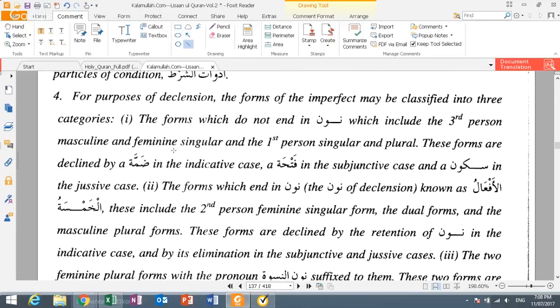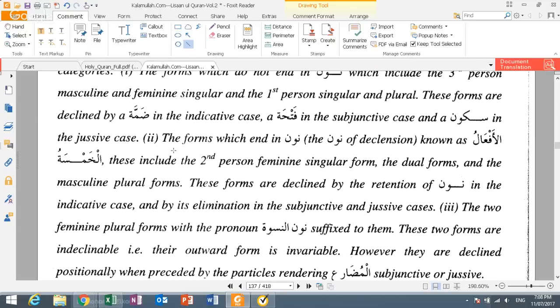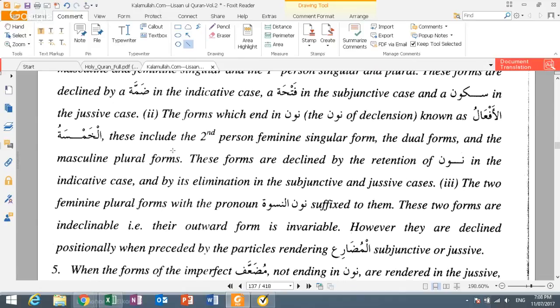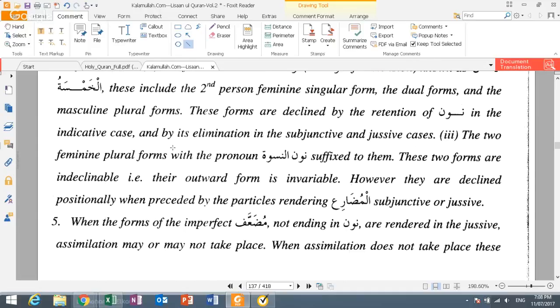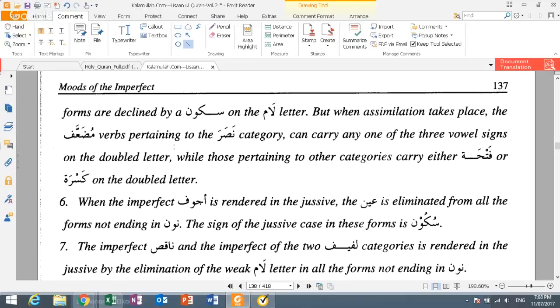Two, the forms which end in nun, the nun of declension, known as khamsa. These include the second person feminine singular form, the dual forms, and the masculine plural forms. These forms are declined by the retention of the nun in the indicative case, and by its elimination in the subjunctive and jussive cases. We already explained the ruling to you, I'm just repeating it. Now you read this.